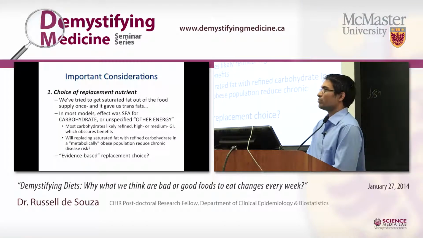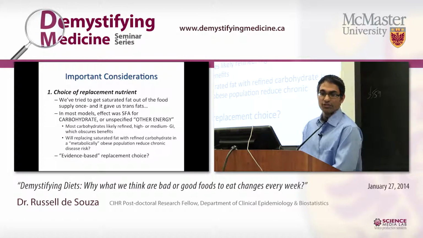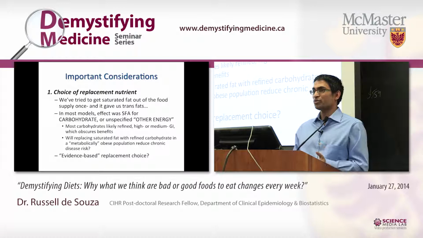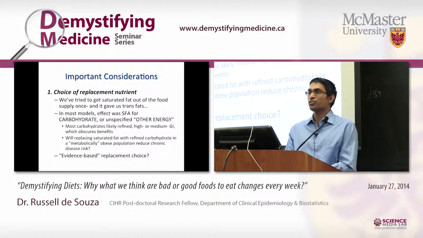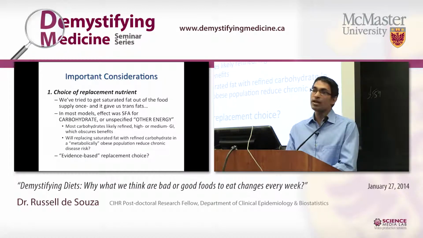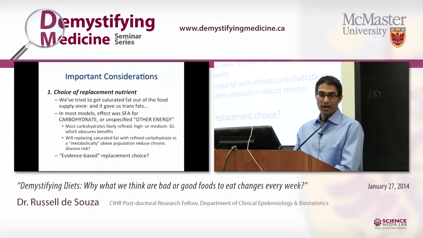So probably the most important consideration when we examine this relationship is the choice of replacement nutrient. So when we try to get saturated fat out of the food supply or out of our diet, we have to replace it with something. So when we look at the food supply, sometimes this happened to be trans fat very early on before we realized it was harmful. But for a lot of people, and a lot of the more recent studies, this substitution was saturated fat for carbohydrate.